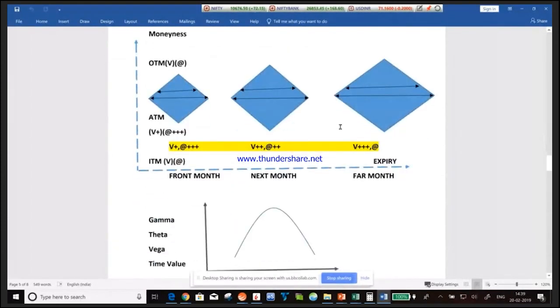All right. What I want you to do now is look at these rhombuses and tell me what you understand by this. Okay, so this is moneyness, this is expiry, and here whatever I'm comparing is the different volatility impacts on moneyness and expiry, as well as theta on moneyness and expiry.